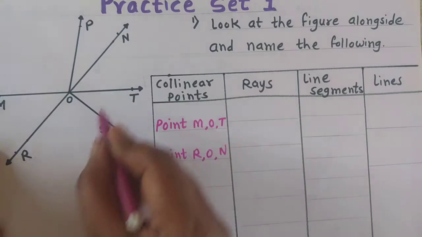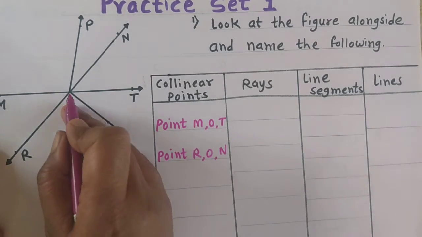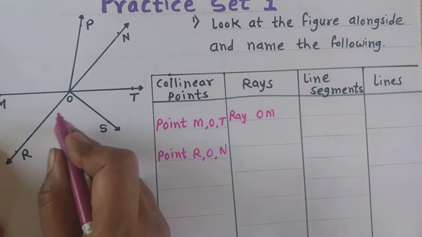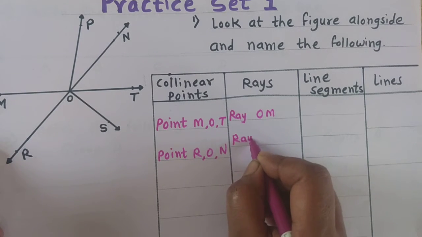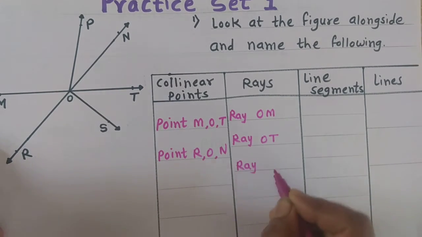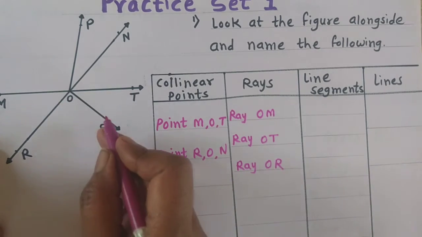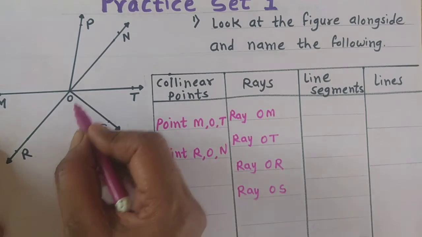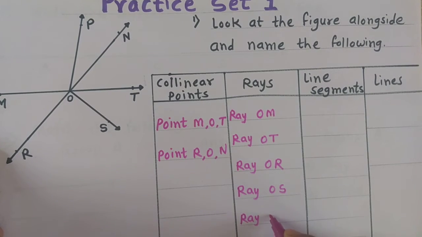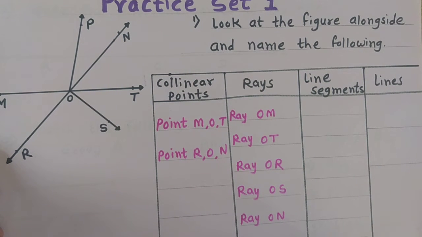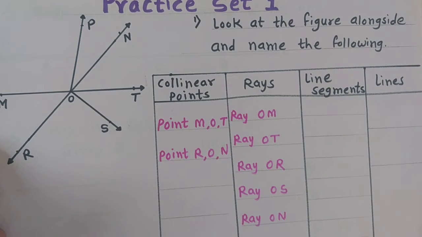Now rays. Which are the rays? Ray OM, ray OT, ray OR, ray OS, ray ON, ray OP are the rays.